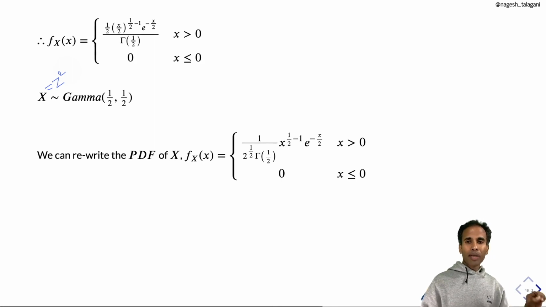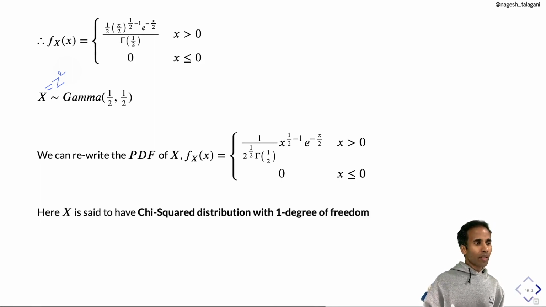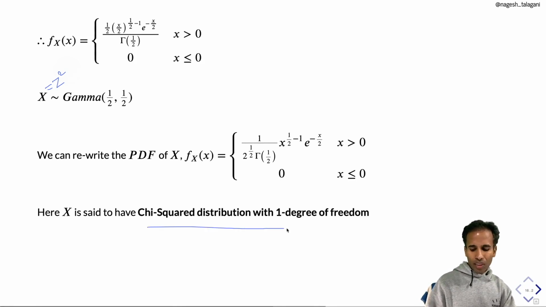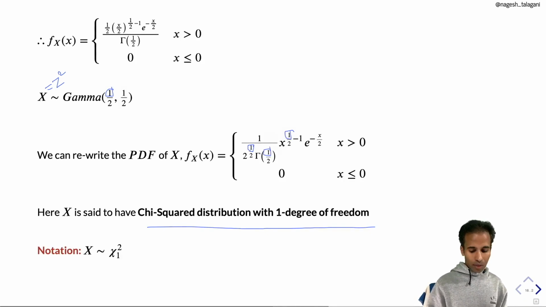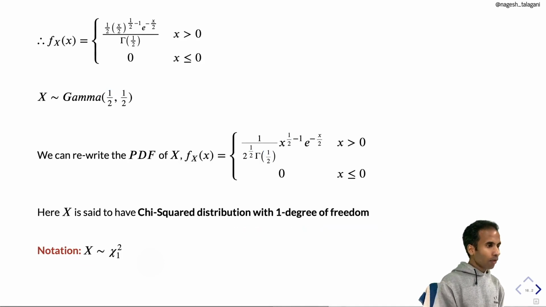This particular gamma distribution is going to be a special one. Here X is said to have a chi-square distribution with 1 degree of freedom. This is the notation. We read it as X follows chi-square distribution with 1 degree of freedom.